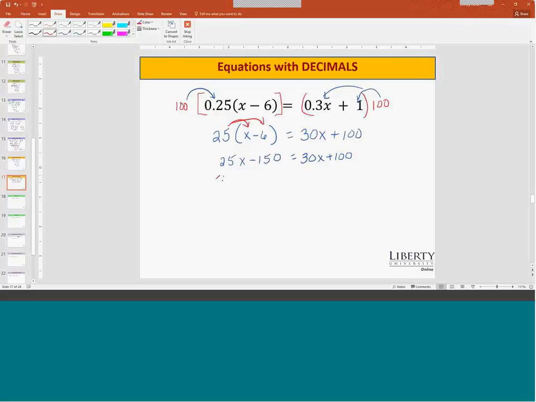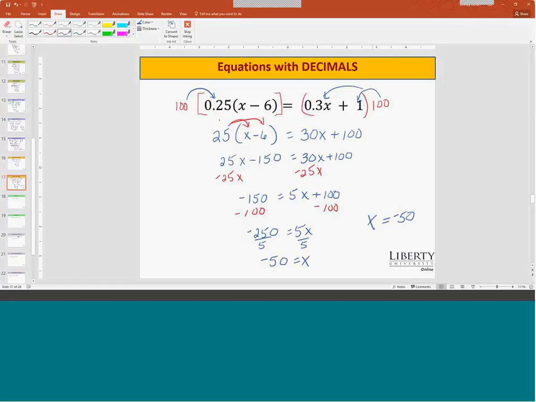Now, let's just subtract 25x. Let's just do it this way. We'll get 25x instead of getting rid of the 30x. That leaves me with minus 150 on the left and 5x plus 100 on the right. Solving for x, we subtract 100 from both sides. And then minus 250 on the left is equal to 5x on the right. Divide by 5, negative divided by positive is going to give me a negative 50 on the left, and that is equal to x. So x is equal to negative 50.